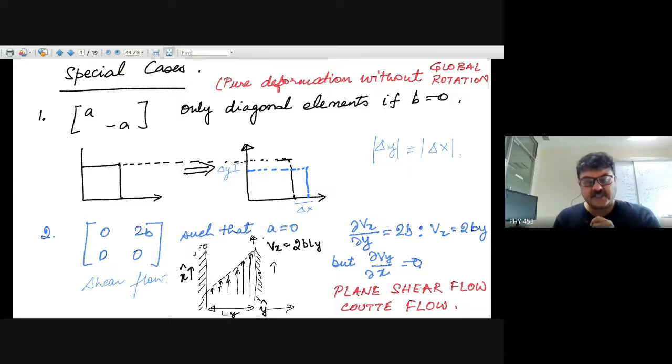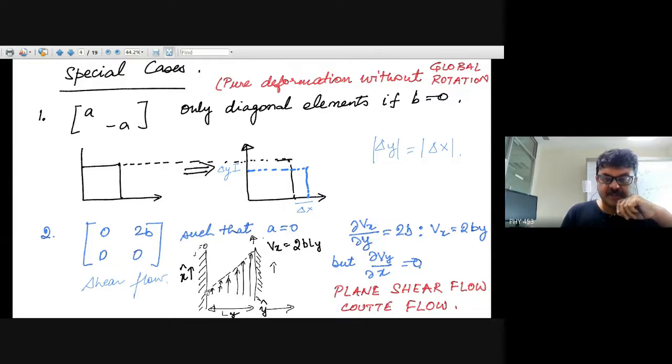When you had only this component, suppose, what is the picture you should have? Then you have essentially del Vx del y equal to 2b, because all other components are 0, but del Vy del x equal to 0. Now, if you have such a velocity gradient field, I want to impress upon you that it corresponds to a pure shear flow. What is a pure shear flow?